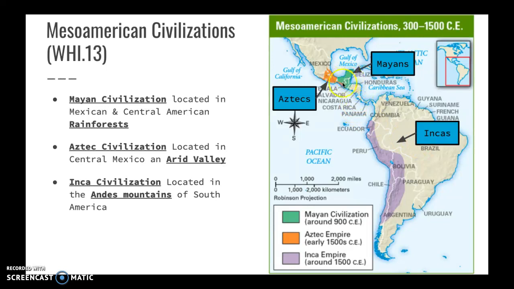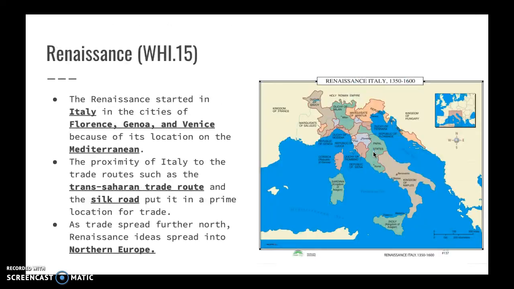Mayan civilizations are located on that peninsula there, and they have lots of rainforests. The Aztecs had arid valleys, which kind of led to more desert prairie type of surroundings. And then the Incan civilization was in the Andes Mountains and also had a significant amount of rainforests there.